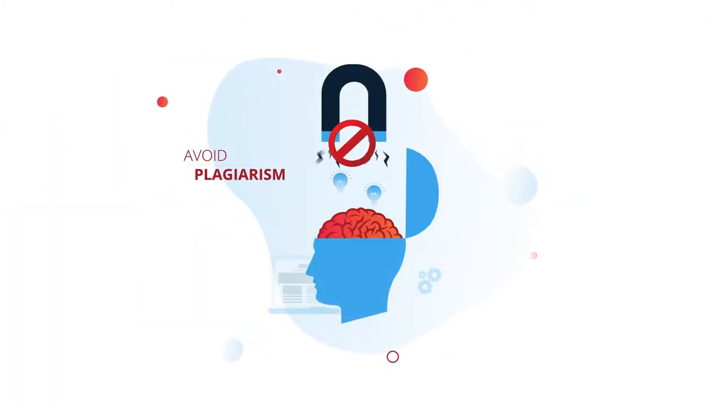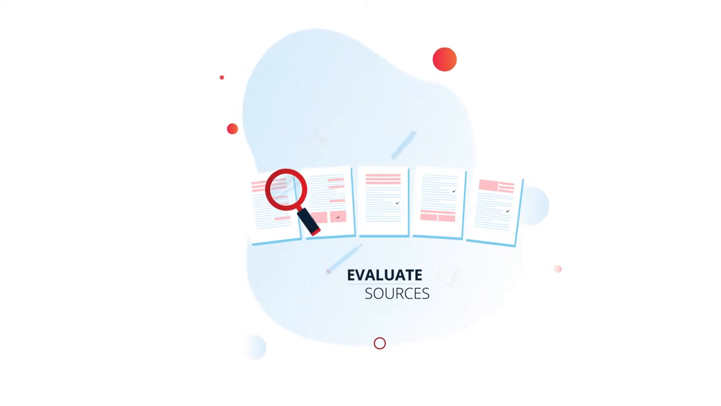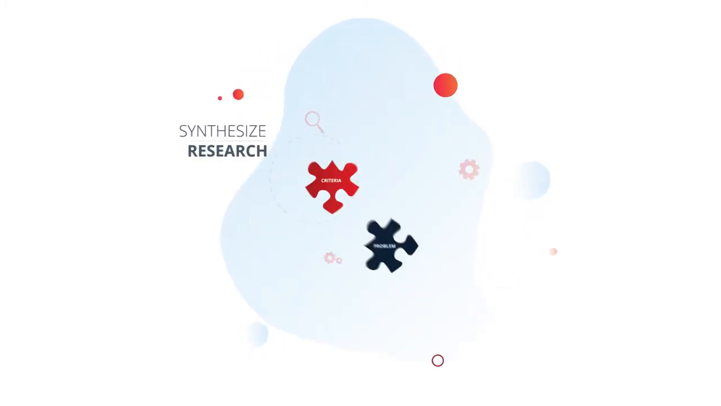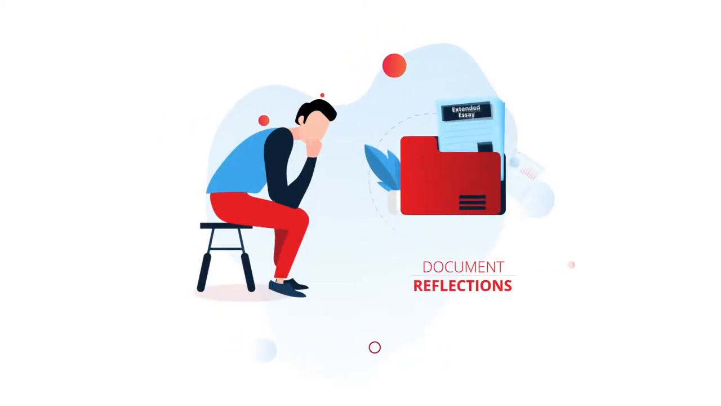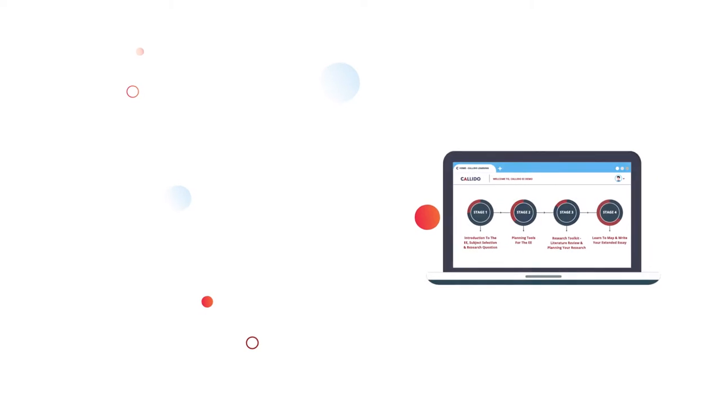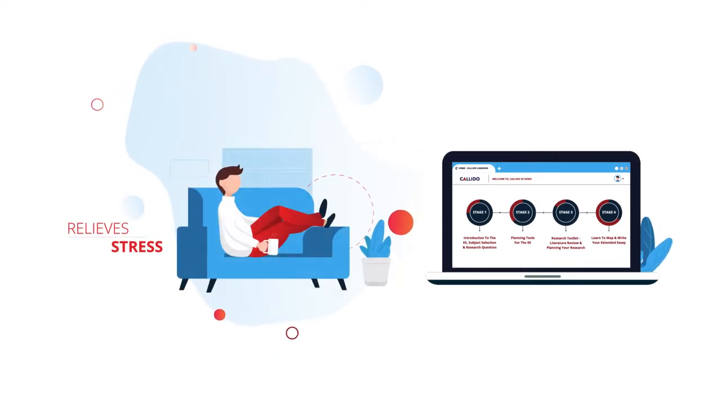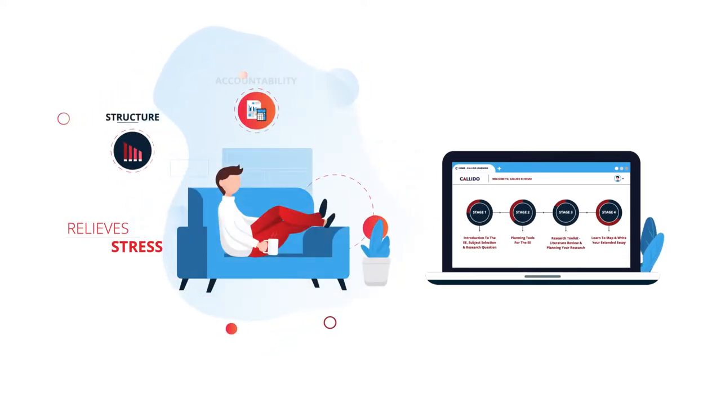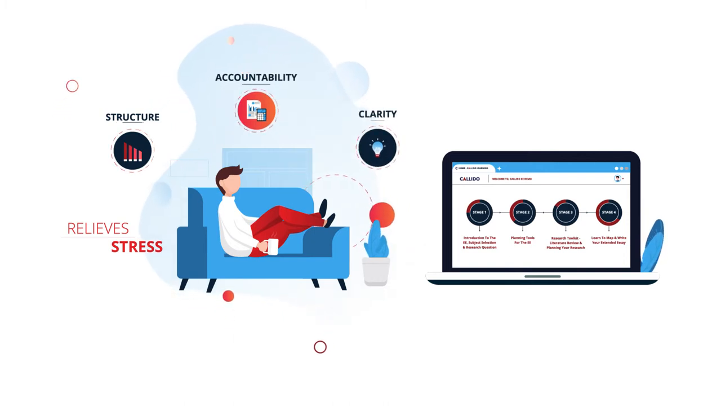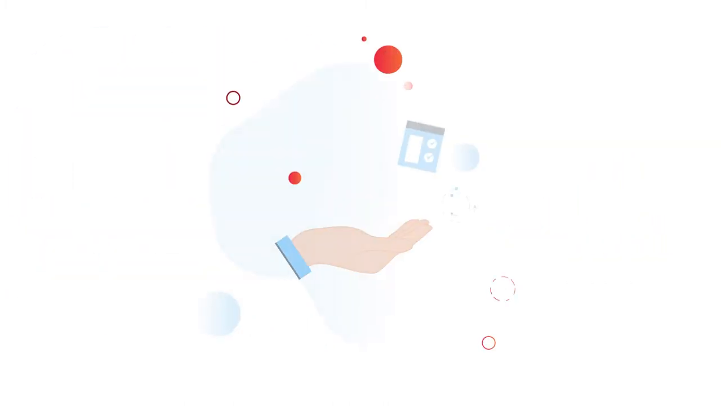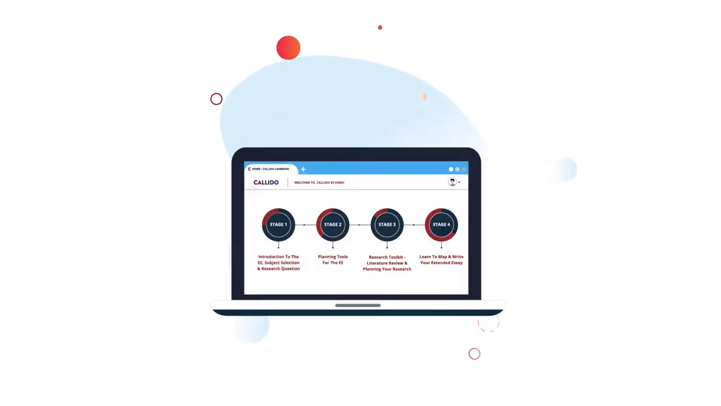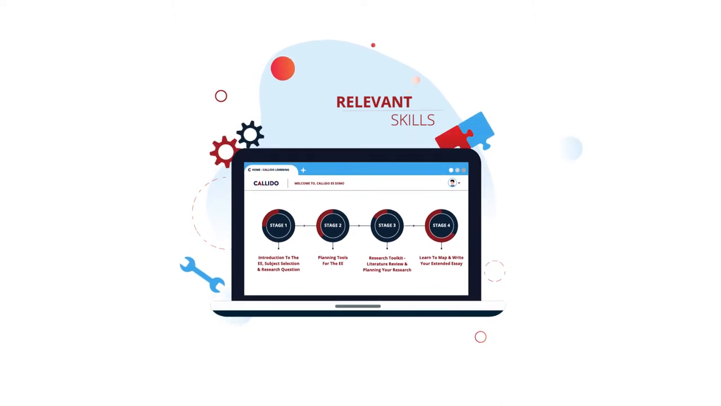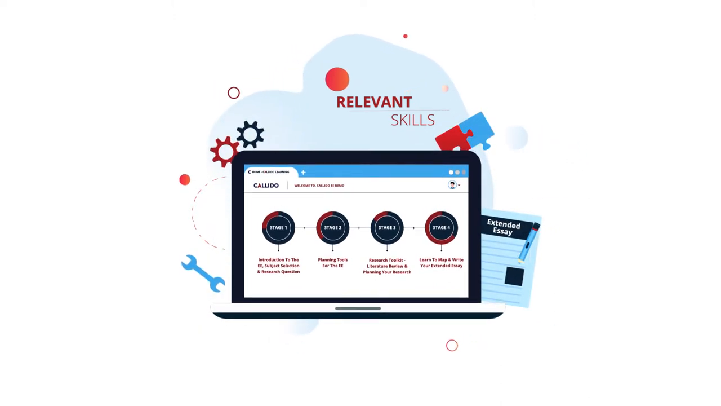Similarly, students learn how to avoid plagiarism, evaluate their sources for those critical criteria C points, synthesize their research, structure their main claim, and document their reflections at each stage. The EE Companion relieves stress for students by bringing structure, accountability, and clarity to what often feels like a daunting challenge. It helps save time and raise achievement by helping students develop the relevant skills and apply them to their own topics at every step of the extended essay.